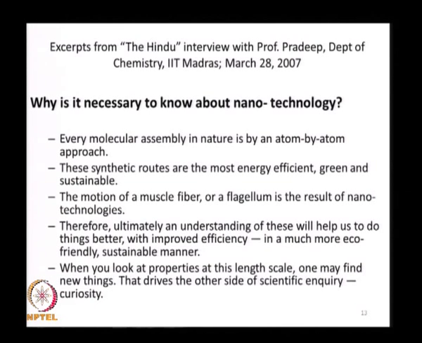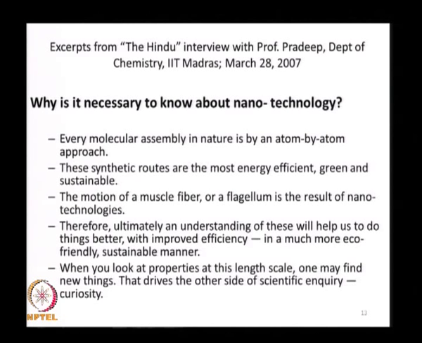Continuing with the same interview, why is it necessary to know about nanotechnology? Because nature is nano. Every molecular assembly in nature is basically built up by an atom by atom approach. These synthetic routes are the most energy efficient, green and sustainable. The motion of a muscle fiber or a flagellum is a result of nanotechnologies. If you look at how the human body works, it's amazing. It's all down to the nanoscale.